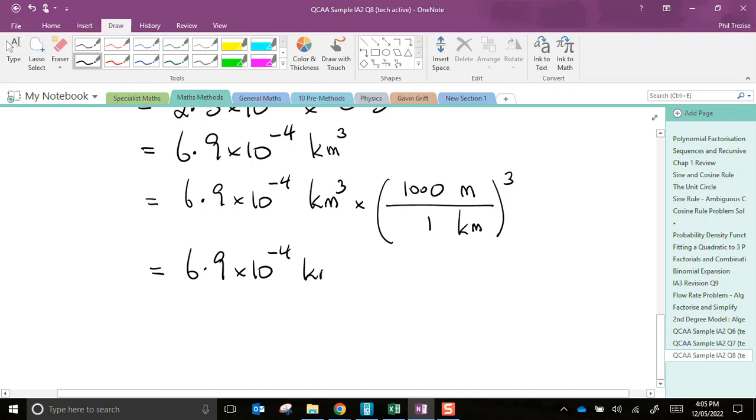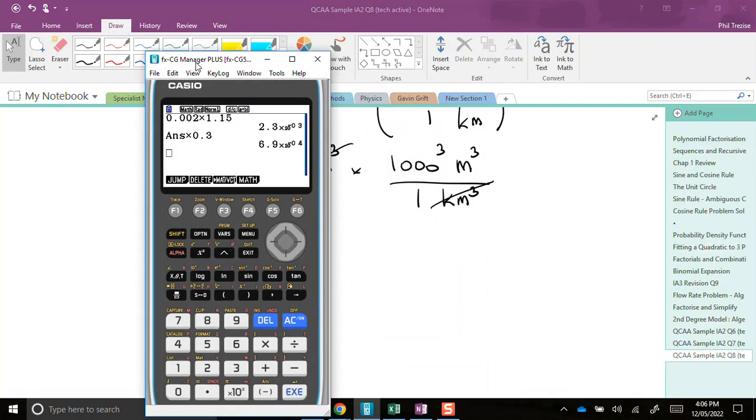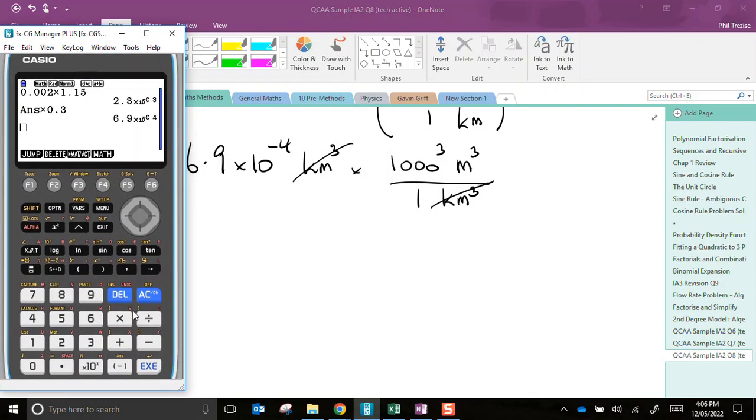6.9 by 10 to the power negative 4, still cubic kilometres for that number there. Now, 1,000 metres cubed. Well, what's 1,000 cubed? Well, we don't have to work that out, we'll just write it like this, but it's now got metres cubed as the unit. What's 1 cubed? Well, still 1, and it's going to have the unit kilometres cubed. So those units cancel the way we wanted, and if I multiply these numbers together, I will now have my answer in cubic metres. A much more sensible unit for this.